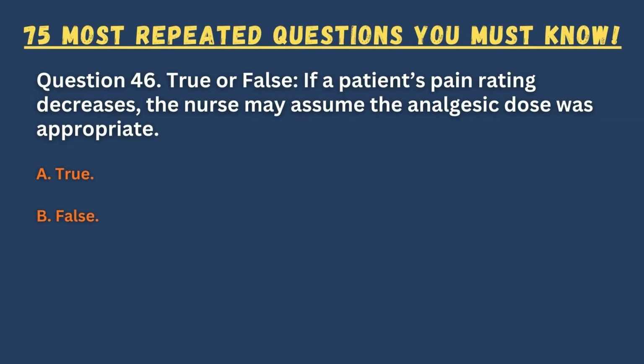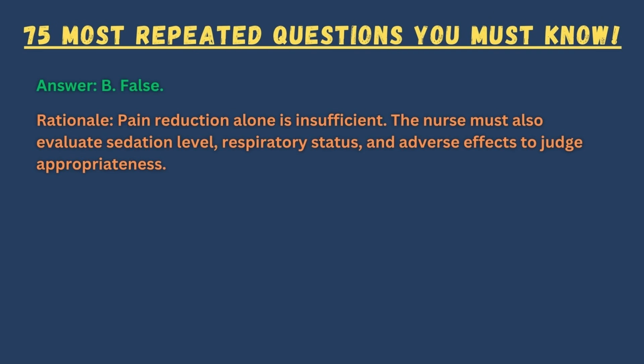Question 46. True or false? If a patient's pain rating decreases, the nurse may assume the analgesic dose was appropriate. A. True. B. False. Answer: B. False. Rationale: pain reduction alone is insufficient. The nurse must also evaluate sedation level, respiratory status, and adverse effects to judge appropriateness.